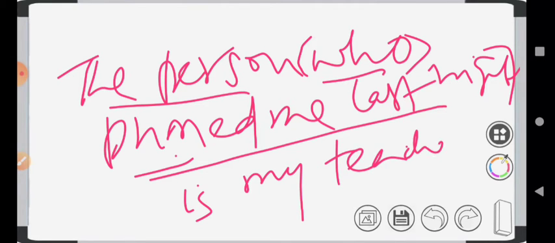The continuation is my teacher. I will read the complete sentence. The person who phoned me last night is my teacher. But in which tense? Which is the main verb here? Is. The sentence is in the simple present tense. In be forms, is, am, are indicate simple present tense; was, were indicate simple past tense. The person is my teacher is a simple present tense.